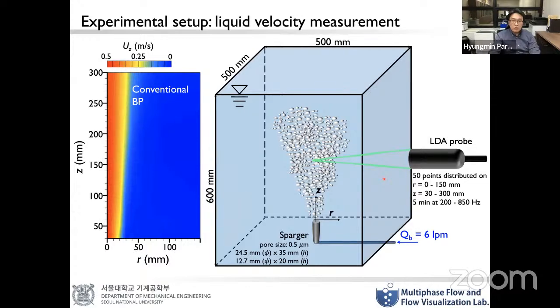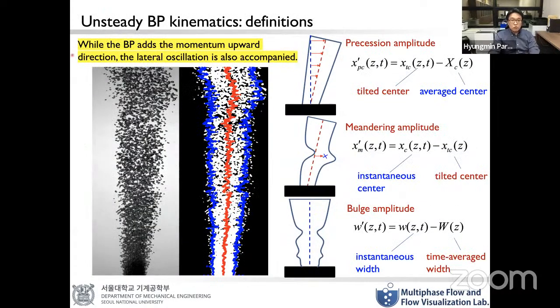Okay, then, as we have seen, the major role of the bubble plume is to add momentum in the vertical direction. But as you saw in the movies, the lateral oscillation is also very severe. So to quantify this unsteady bubble plume kinematics, we define three things.